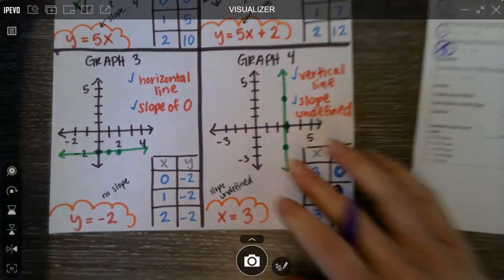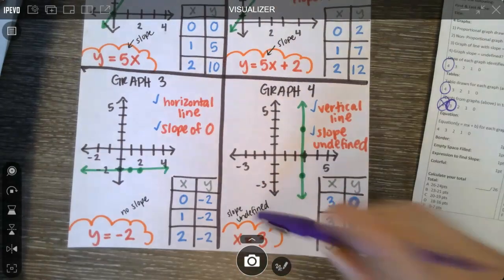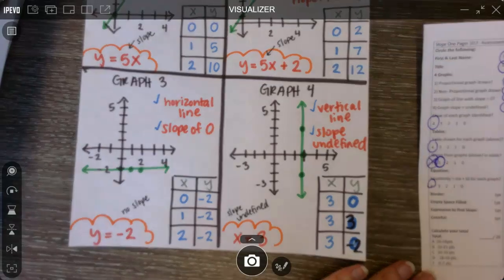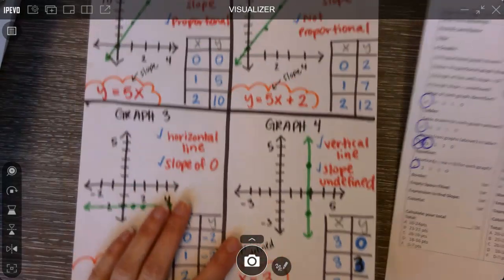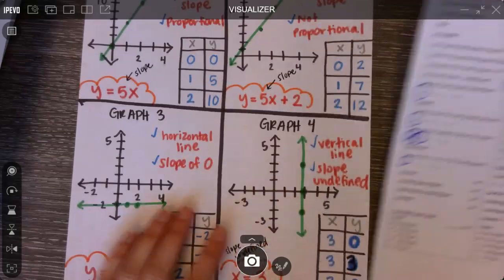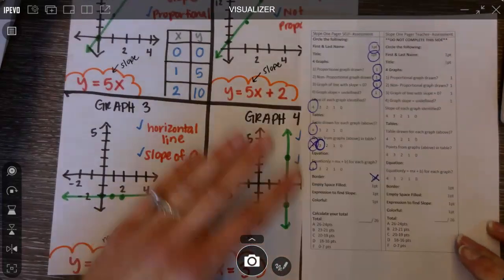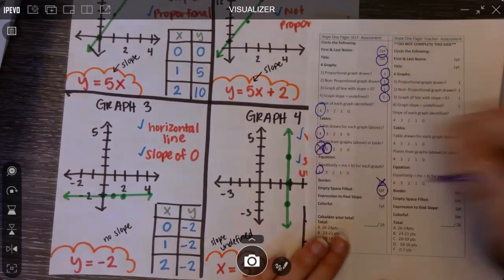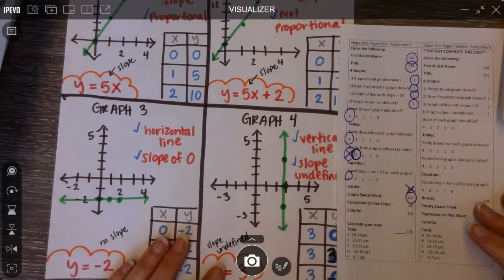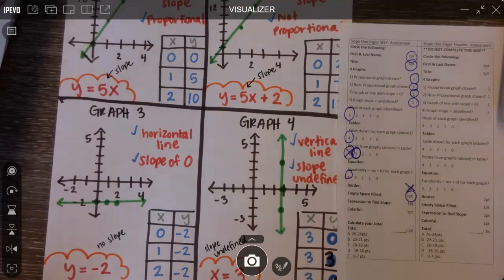All right, my equations, yes, yes, yes, yes. Those are all good. 4 out of 4. Border, I didn't really have space for a border, so I'm going to lose that point. That's okay. Empty space is filled. I'd say this is pretty full. 1 point. Expression to find slope. Okay, I didn't write that.